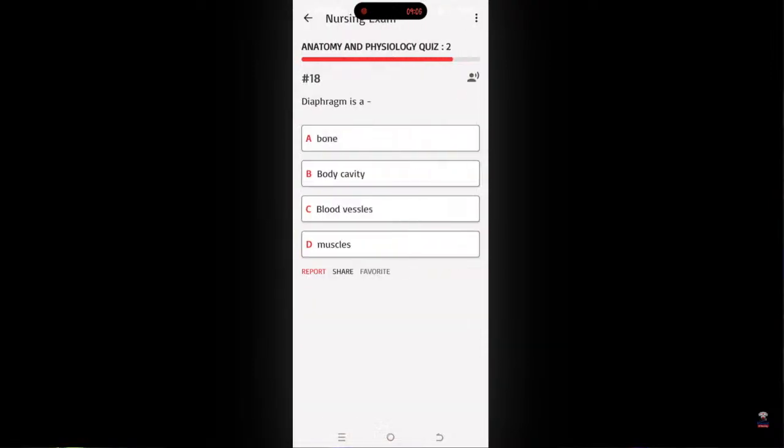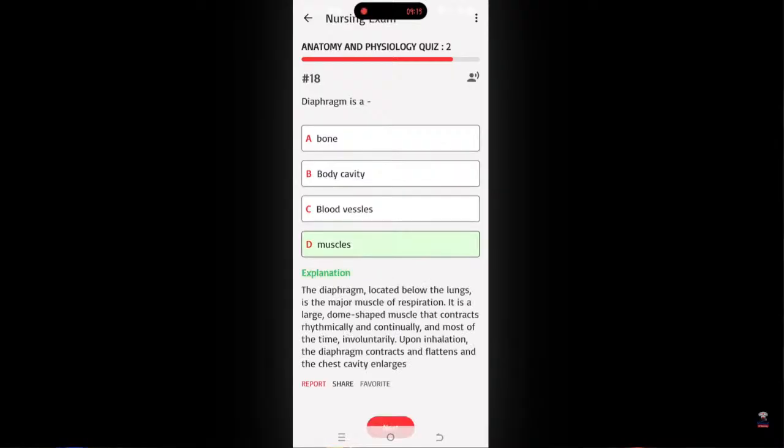The diaphragm is A. Bone. B. Body cavity. C. Blood vessels. D. Muscles. Correct answer. The diaphragm, located below the lungs, is the major muscle of respiration. It is a large, dome-shaped muscle that contracts rhythmically and continually, and most of the time, involuntarily. Upon inhalation, the diaphragm contracts and flattens and the chest cavity enlarges.